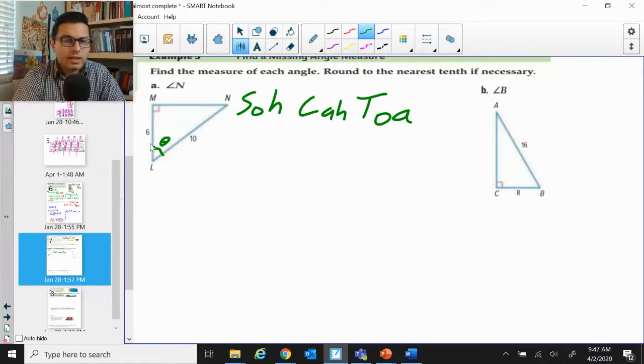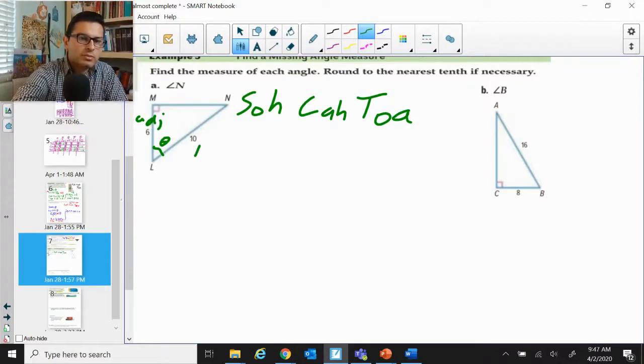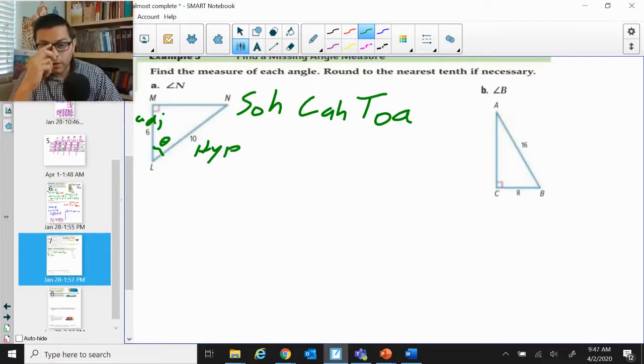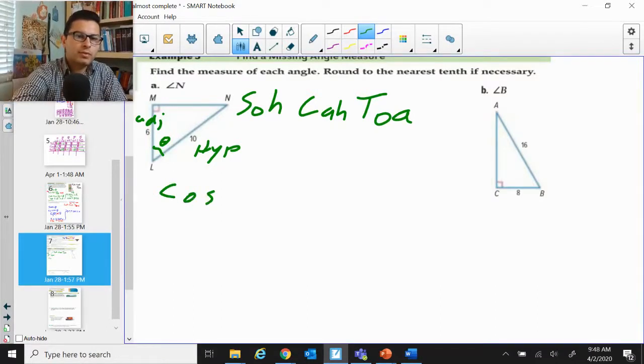Now, the 6 and the 10, what are they? Well, according to this angle, the 6 is going to be adjacent to this. So we're going to say ADJ. And the 10 is going to be the hypotenuse. So we're going to say HYP. So if we're trying to find this angle and we have the adjacent and hypotenuse, we're going to use cosine. As we know, cosine of theta equals adjacent over the hypotenuse.